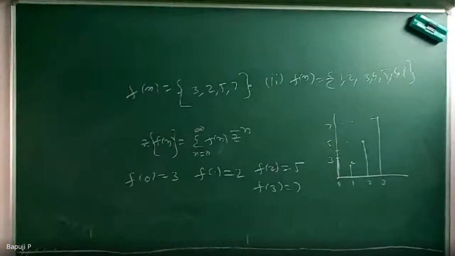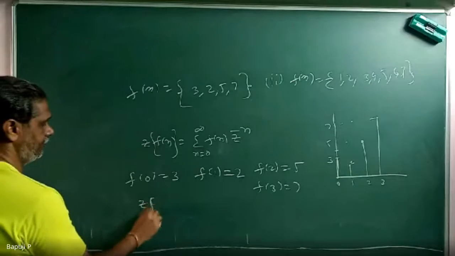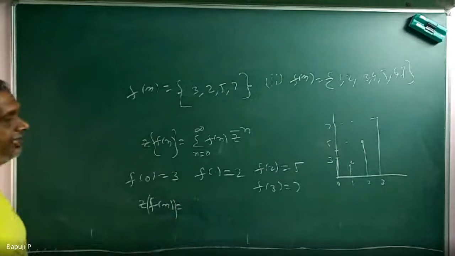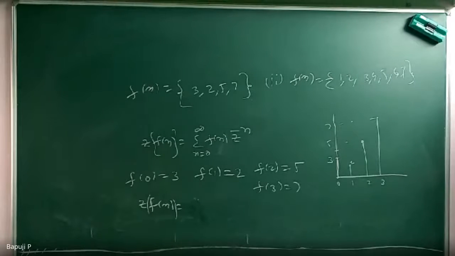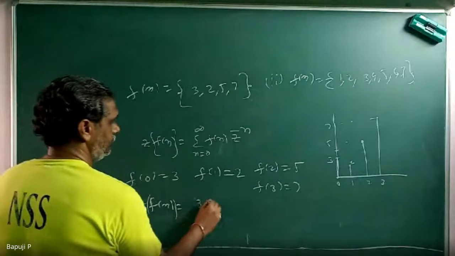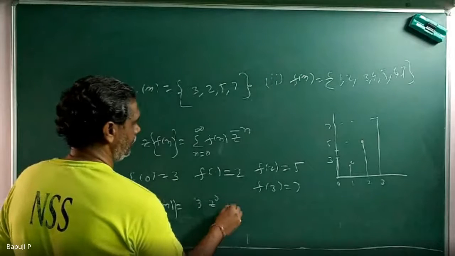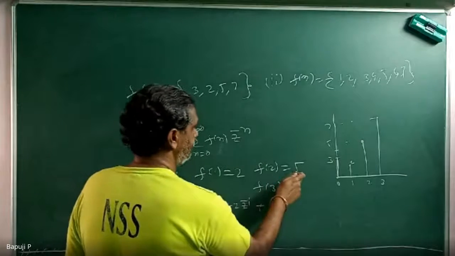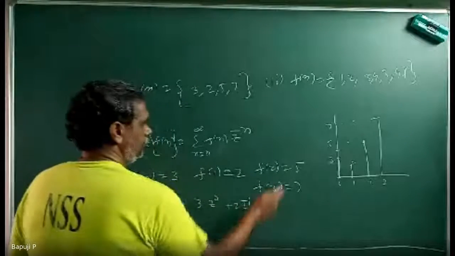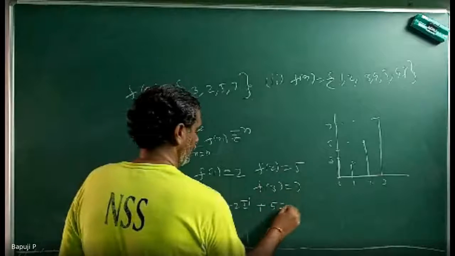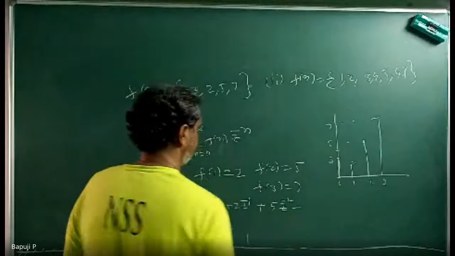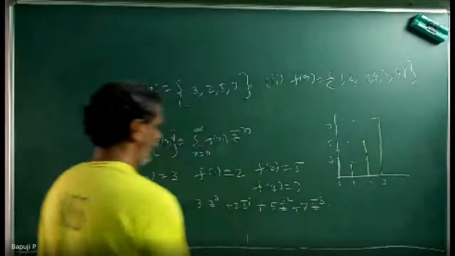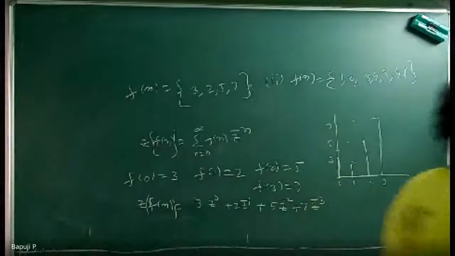Now the series, you can write Z of f of n, what will you get? My series runs only over 0, 1, 2, 3. So what will I get? 3 into z to the power of 0, plus 2 into z to the power of minus 1, plus f of 2 is 5, so 5 into z to the power of minus 2, then 7 into z to the power of minus 3. Correct? Now write where it's valid.